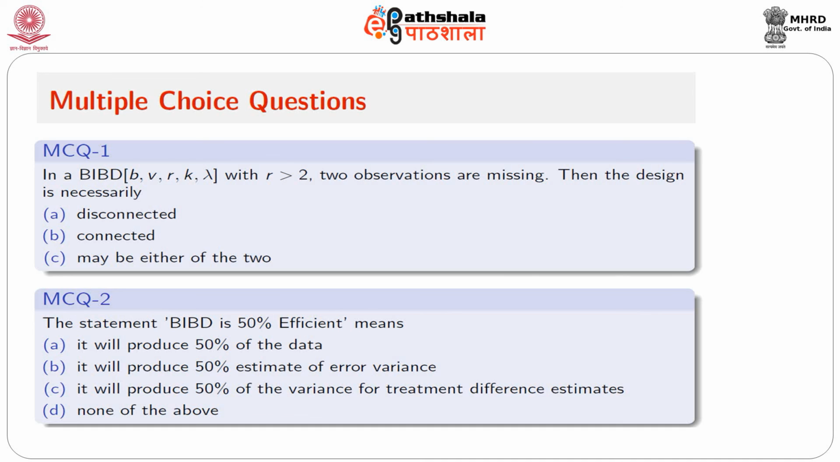So here is the next one. The statement: BIBD is 50% efficient. That means, there are four options. The first option is it will produce 50% of the data. Another one is it will produce 50% estimate of error variance. It will produce 50% of the variance for treatment difference estimates. And the last one is none of the above. Very interesting. So you should see what is coming up. The statements are kind of interesting.